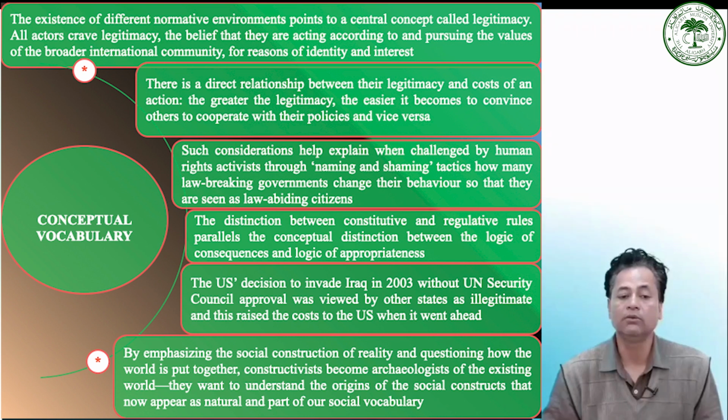The US decision to invade Iraq in 2003 without the support of the United Nations Security Council meant that other states viewed the US actions as illegitimate and were less willing to support them. This raised the cost to the United States when it went ahead. Earlier, the USA wanted to make its action more appropriate or legitimate, because it made it clear that Saddam Hussein is developing nuclear bombs, and there is a need to prevent such activities, because that is dangerous for the world.